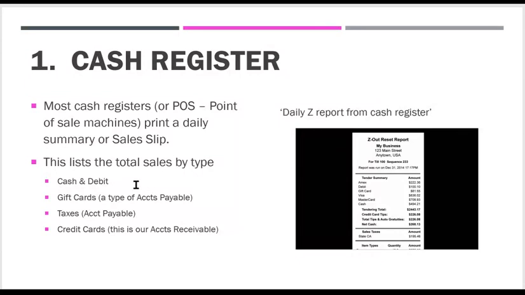It shows us the cash and the debit, so basically cash or bank account. Gift cards, which is basically accounts payable for us. We've already received the money, we just owe them stuff. Taxes and credit cards, what they paid and how much we're going to receive from each credit card company.